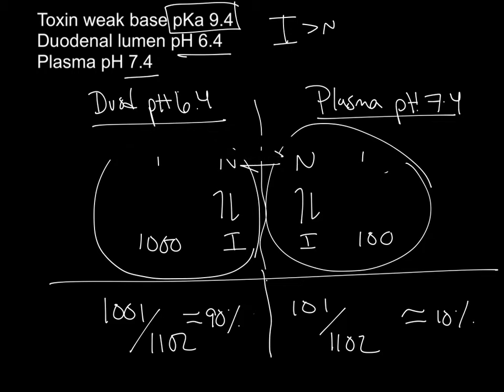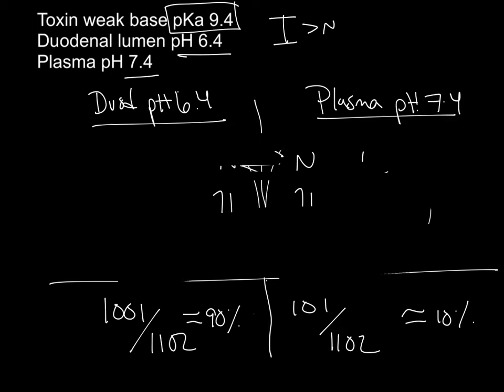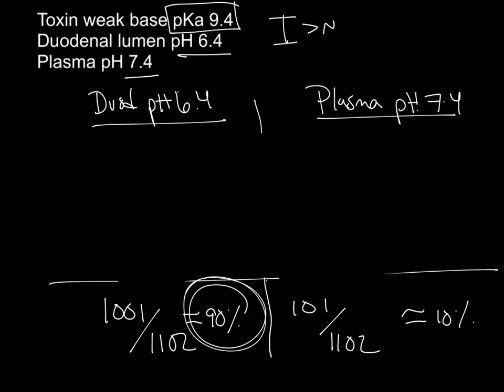Now, this is maybe counter to what you are expecting. Whenever we're looking at duodenum and plasma, we're kind of expecting, oh, this is probably going to move into the plasma. And in this case, what we have is the opposite. If these reach equilibrium, the majority is still sitting in the duodenal lumen, meaning only about 10% of the amount he ingested got absorbed into systemic circulation.